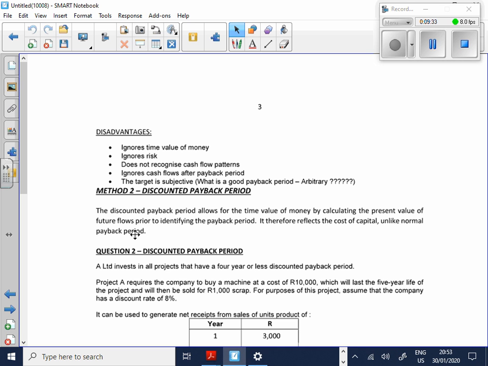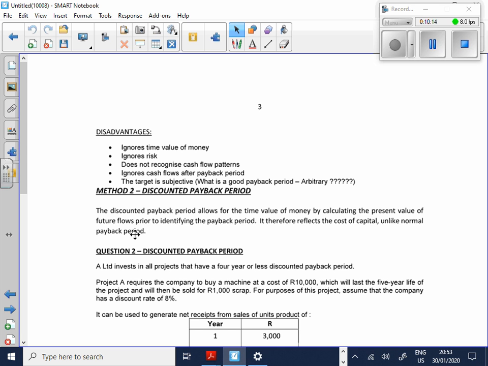Okay, you treat a project the same as another project. So someone comes to you and says, I think I can make gold out of water. And another person comes to you and says, let's open up a KFC. You're going to treat it as the same risk, even though KFC is probably the one that's more of a sure bet. You guys comfortable? Next one, ignores cash flows after a payback period. So if anything happens after the payback period, it ignores it. And then the last one, the target is subjective. What is a good payback period? You don't know. Guys, comfortable with that?